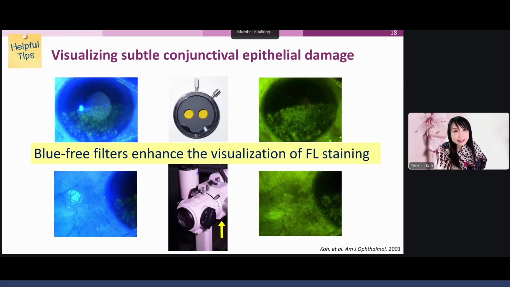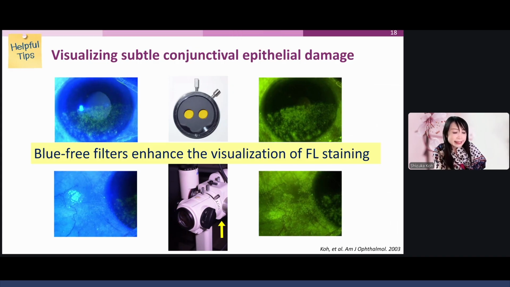I'd like to introduce the blue-free barrier filter. Interestingly, the term blue-free filter was coined by my professor, taking inspiration from the red-free filter used in glaucoma.